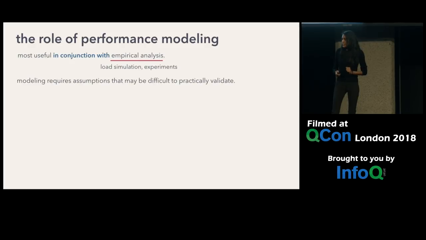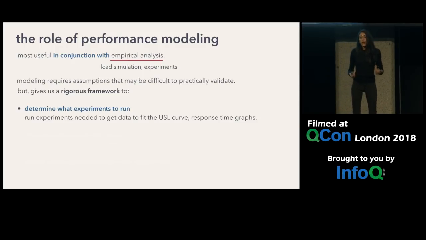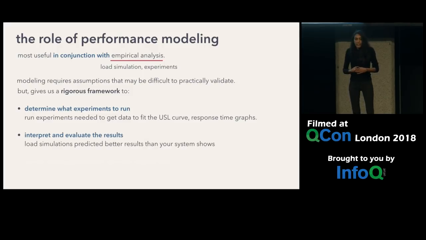But performance modeling does give us a rigorous framework to do a few things. The first is it gives us a framework to determine what experiments to run, right? You run the experiments that you need to get the data in order to fit the USL, the Universal Scalability Law curve, or your response time graphs. It gives you a framework in which to interpret and evaluate the results of your experiments, right? For example, if your load simulation predicted better results than your actual production system, now you know why, right?